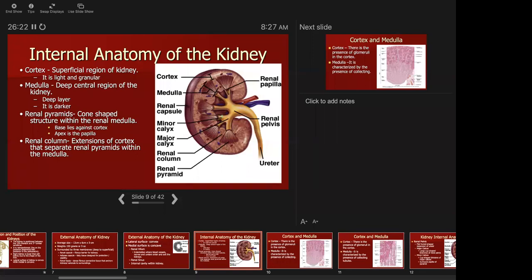So that means all the urine is conveniently drained. And if you look at the pyramid, I said it has an apex, which is received by the minor calyces, and it has a base. The base is on the cortex here.